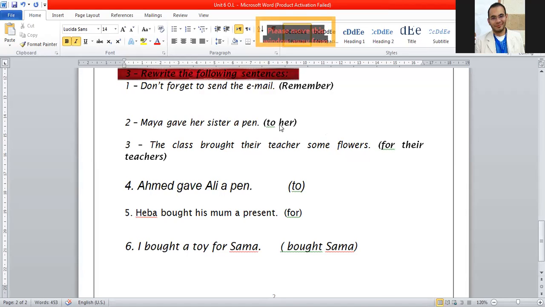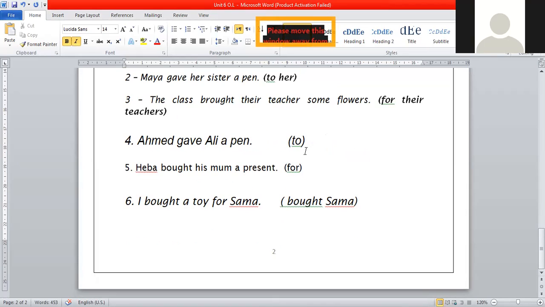Number 2. Maya gave her sister a pen. Okay. If I want to use to her sister, I mean here, you can say Maya gave a pen to her sister. Very good. It will be Maya gave a pen to her sister. Okay.